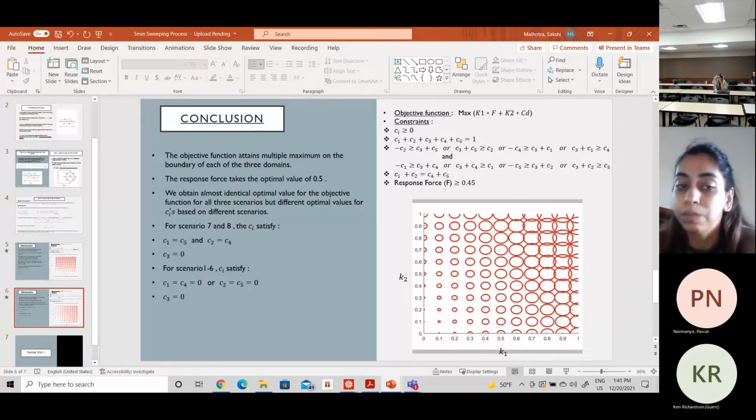We have C1 equal to C5 in 2 cases, and C2 equal to C4 and C3 equal to 0. And for another case, we have C1 equal to C4 equal to 0, or C2 equal to C5 equal to 0. So either these 2 springs are 0 or these 2 springs are 0, but in every case, we always get that C3 is equal to 0. That means that we don't have that spring.